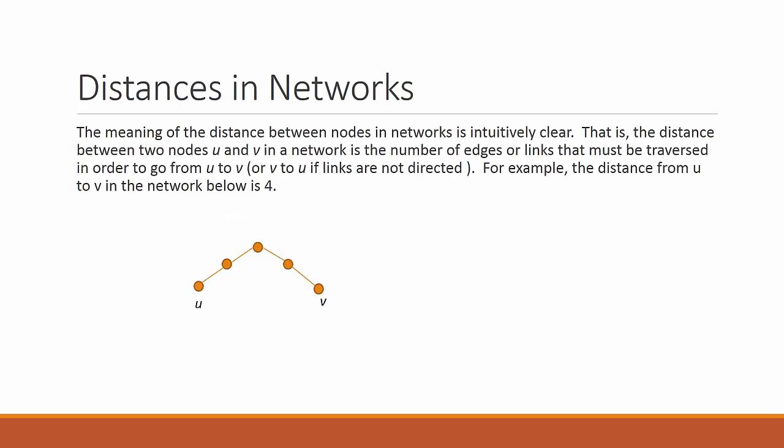So what is the distance between two nodes? In the network below, we have two nodes, labeled U and V. The distance between U and V is the number of edges, or the number of links, that must be traversed in going from U to V along the network. You can also say it's the number of nodes that must be encountered as you go along any path from U to V, including V. So in our example below, the distance from U to V is 4.